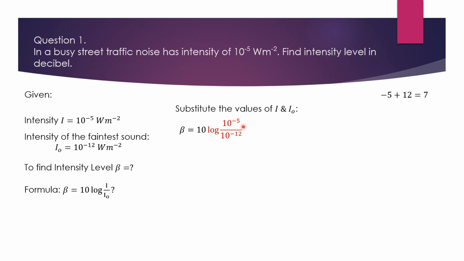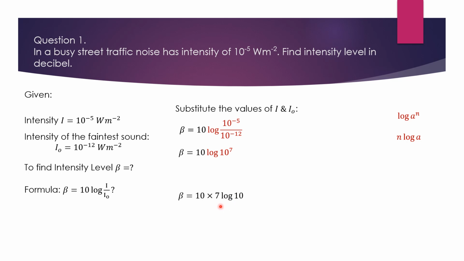Now you know that using the laws of exponents, this denominator minus 12, once it goes to the numerator, becomes positive. So minus 5 plus 12 becomes positive 7. So beta is equal to 10 log of 10 power positive 7. Now, considering the laws of logarithm, if it is log of a power n, the n comes as a multiplier with the log. So this is written as beta is equal to 10 into 7 log of 10.